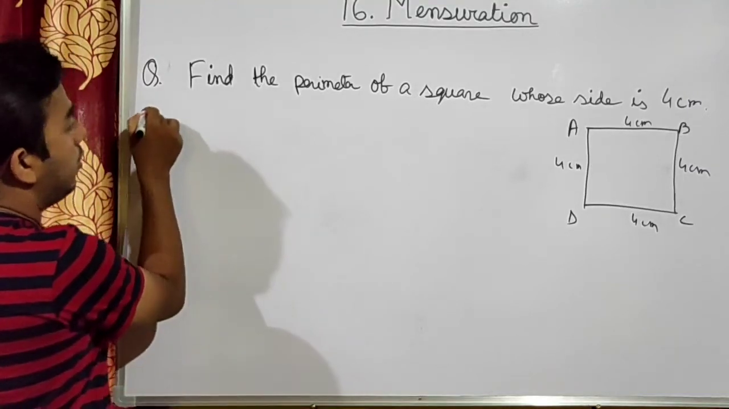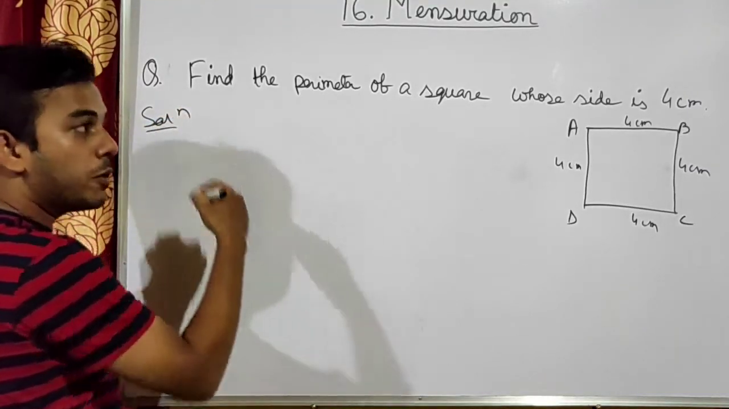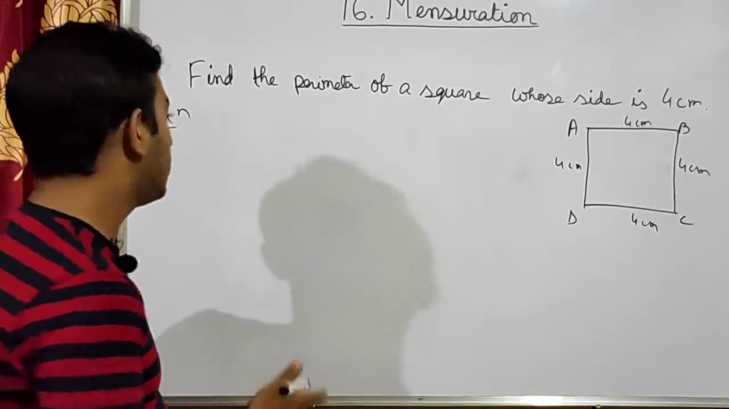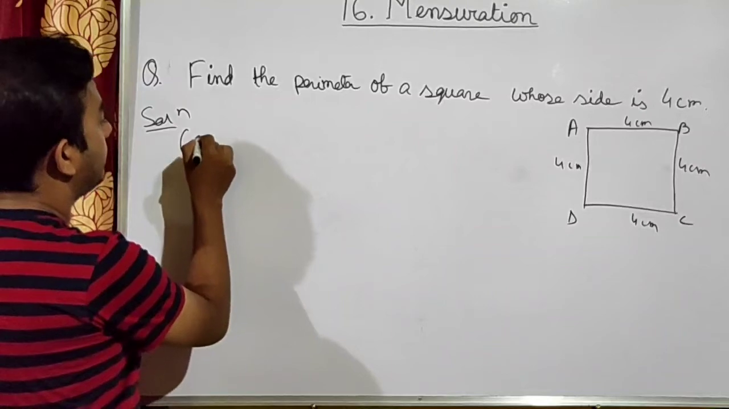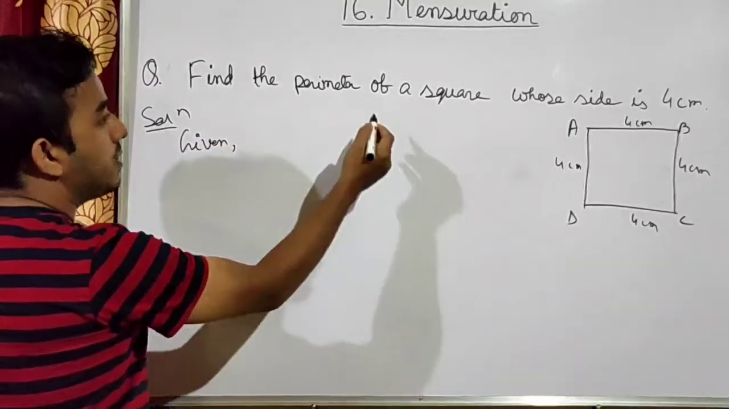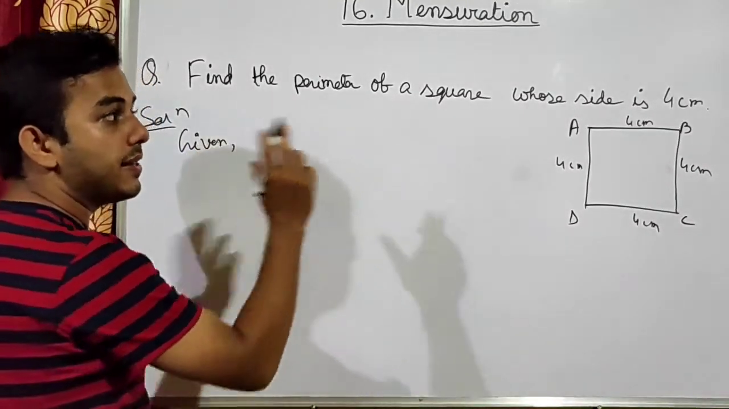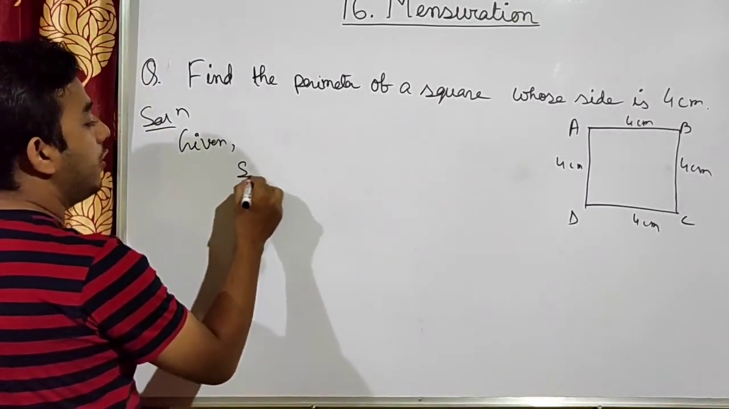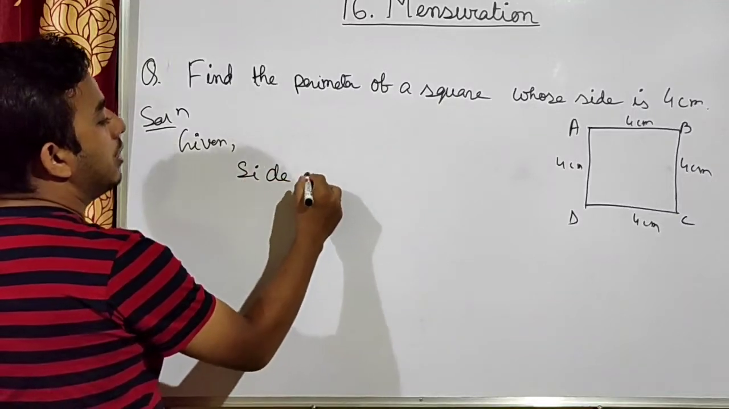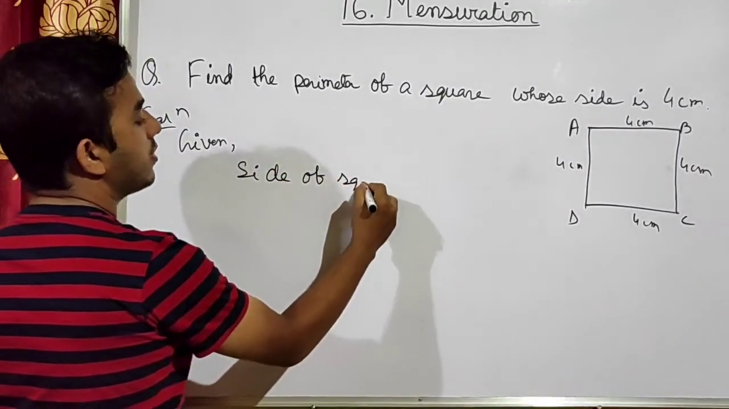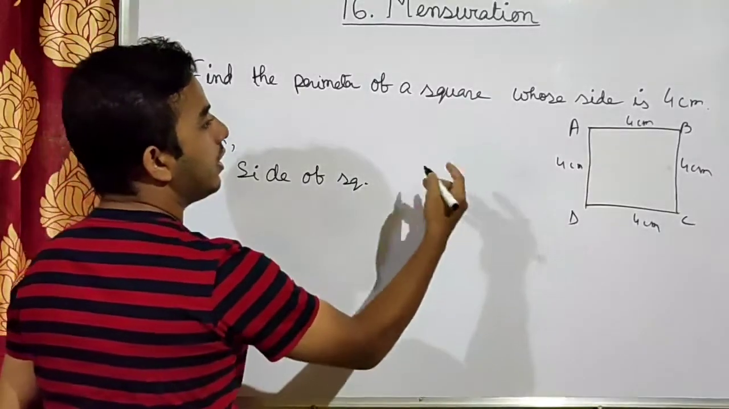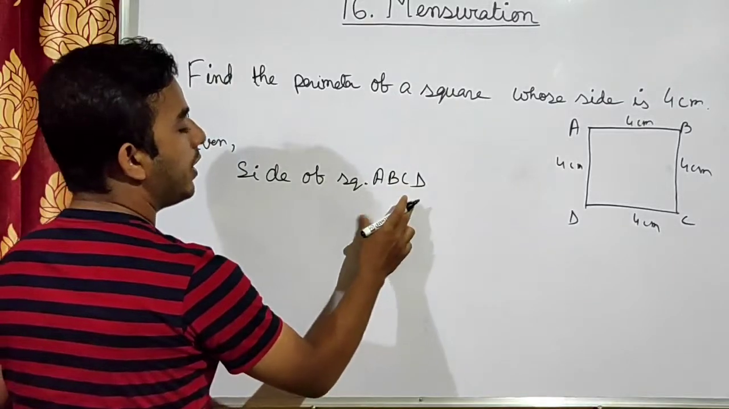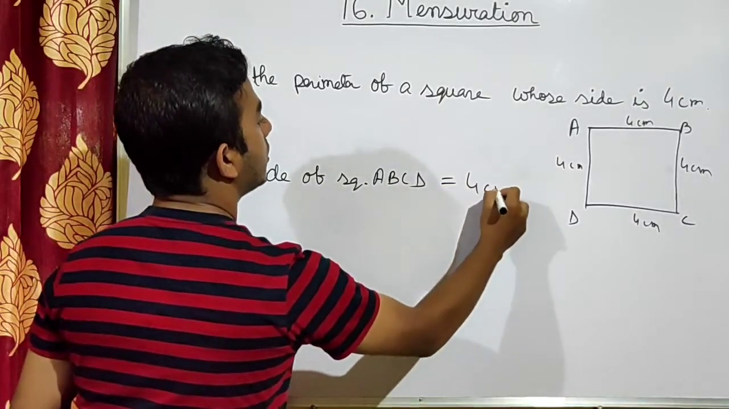We will write here solution, then the information given in the questions. Like this we will proceed with this type of questions. First we will write given. What information is given? The side of the square, which is 4 centimeters. So we will write given side of square. SQ means square. Give it the name A, B, C, D. Given side of square ABCD equals 4 centimeter.